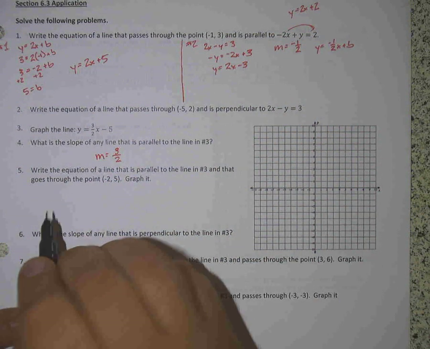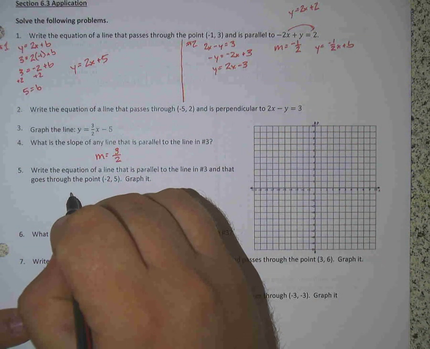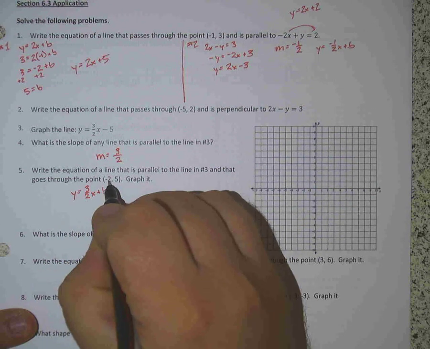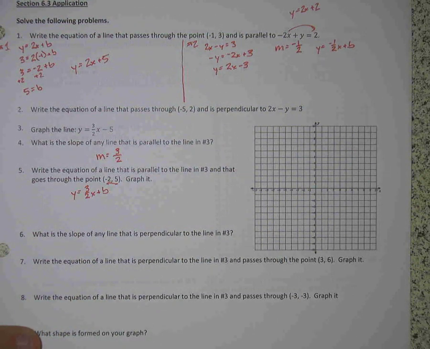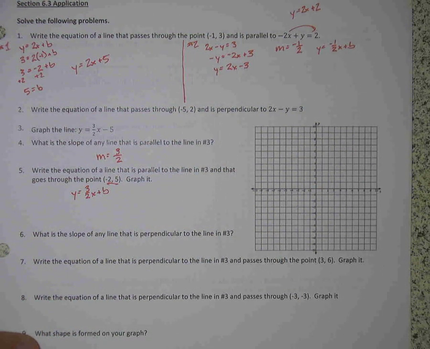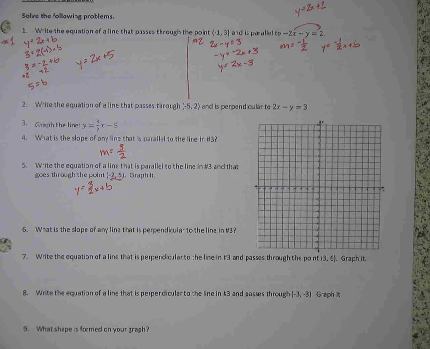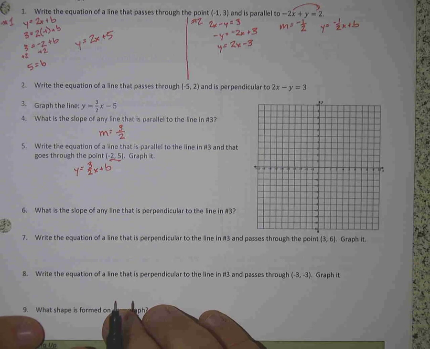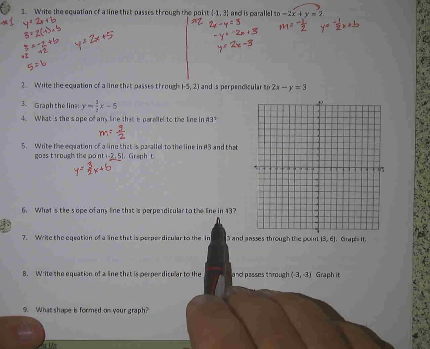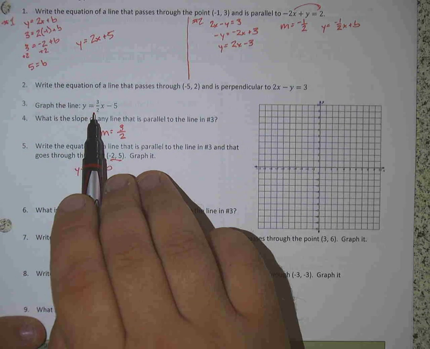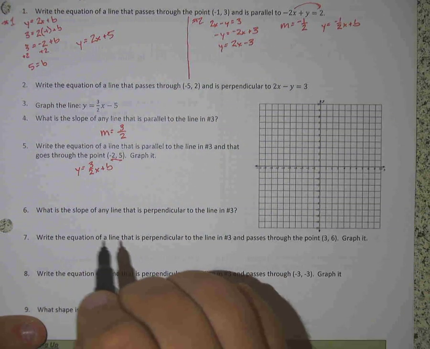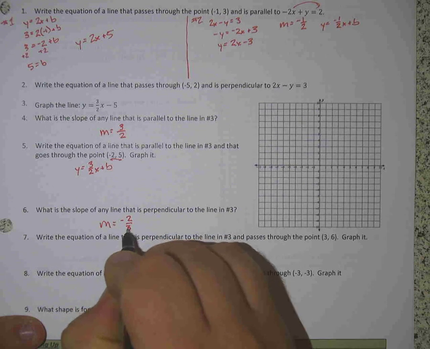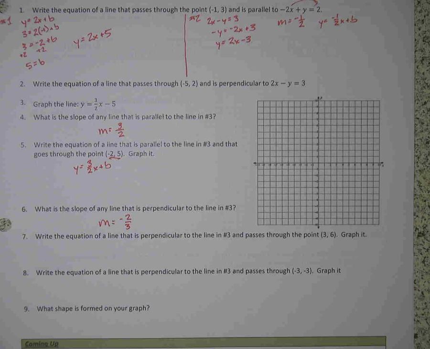Number 5 is really the same thing as number 1. You're going to have y equals 3/2 x plus b. Plug in this point into there and graph that line, once you actually find the equation. Number 6 says, what is the slope of any line that is perpendicular to the line in number 3? Well, number 3 has a slope of 3/2, so you flip it over and put a negative on there. So you're going to have negative 2/3 as your slope for any line that's perpendicular.